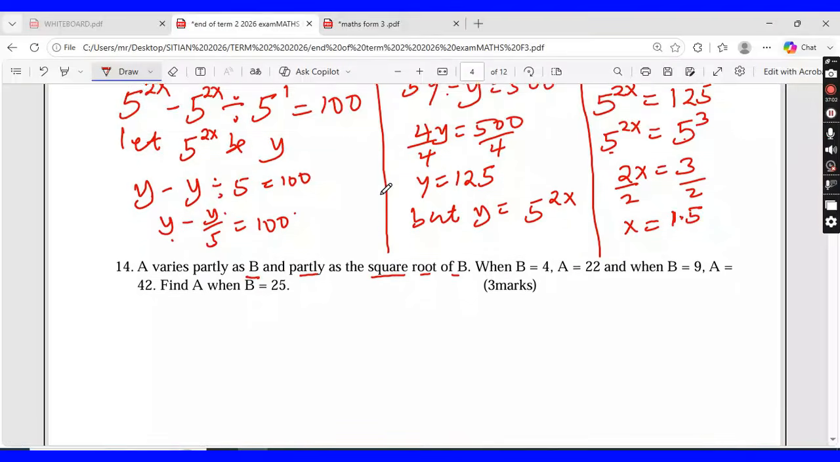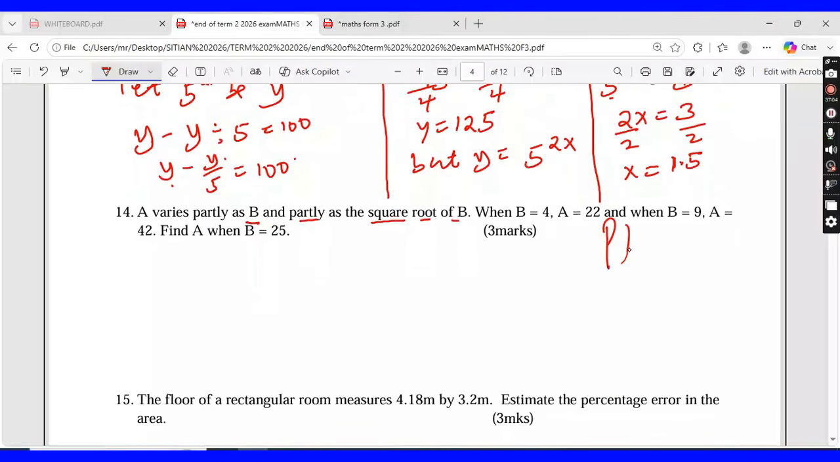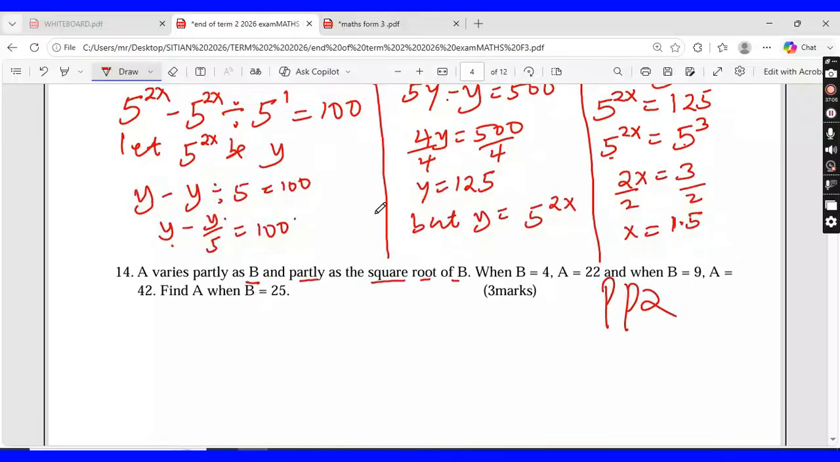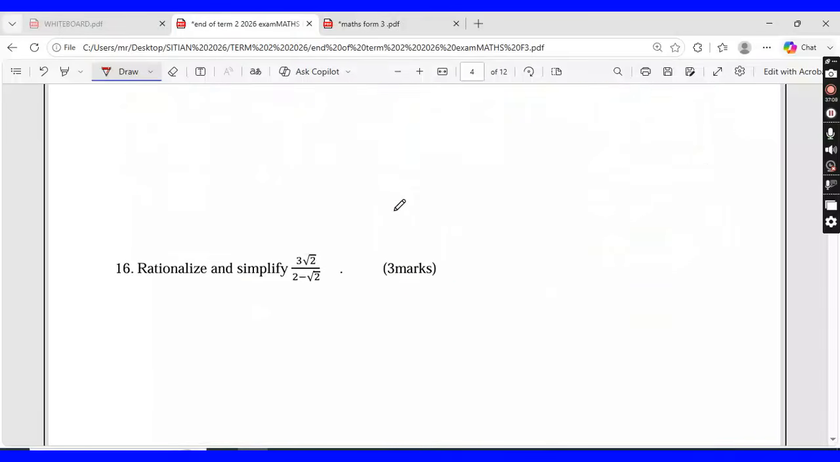So this one is paper 2. That one is paper 2. And this one is paper 2.